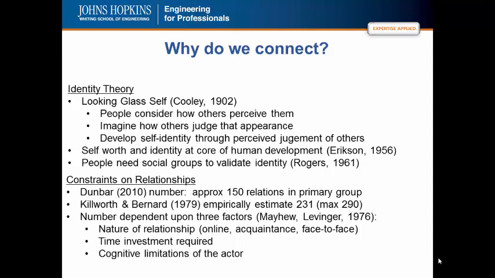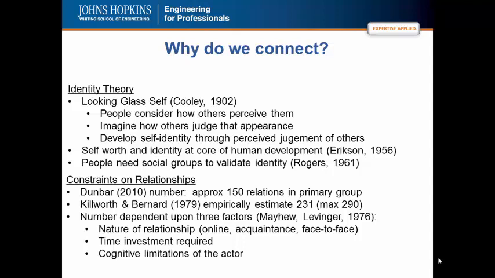Erickson went on to expand on this a number of years later to say that self-worth and identity are at the core of human development through all stages of the human development process. And then Rogers went on to state that people need social groups to validate their identity. So one of the reasons why we interact socially with others is because it validates our sense of who we are and our identity.